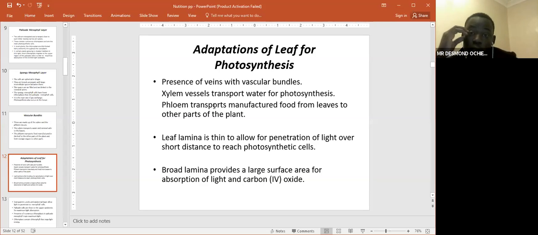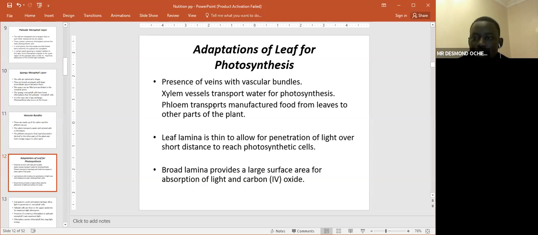So we're looking at the adaptations of the leaf for photosynthesis, how the leaf is adapted to the process of photosynthesis. The first adaptation is the presence of veins with vascular bundles. The leaf has veins which contain the vascular bundles, and we said that the xylem vessels transport water for photosynthesis, while the phloem transports manufactured food from the leaves to other parts of the plant.